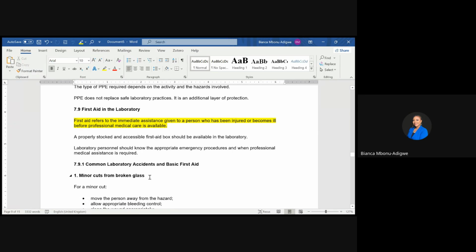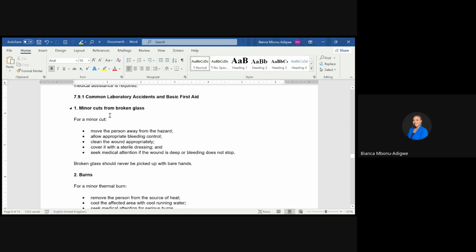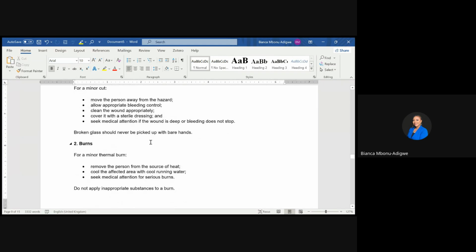I've also written out some common lab accidents. I'll probably send this to you. Some common lab accidents and their basic first aid. Your students can have a minor cut from a broken glass. What do you do? Move the person away from the hazard. You can even wash the hand if it's on the hand, clean the wound, cover it with a sterile dressing, and then call for your nursing station to come over.